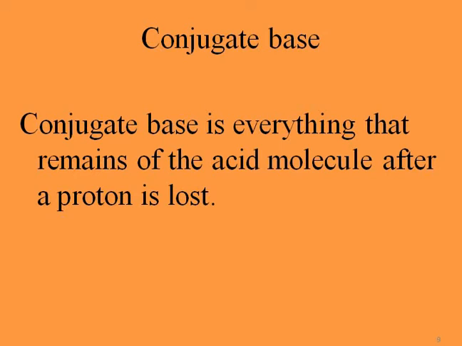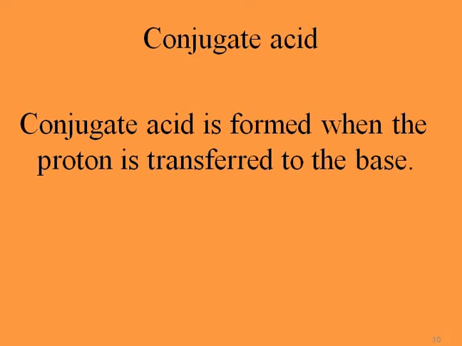In the previous video I talked about acids and bases. I defined what acid means, what base means, and what the differences are between the Arrhenius acid and base definition and the Bronsted-Lowry acid and base definition. And also I defined conjugate acid and conjugate base. We said conjugate base is everything that remains of the acid molecule after a proton is lost, and conjugate acid is formed when the proton is transferred to the base.